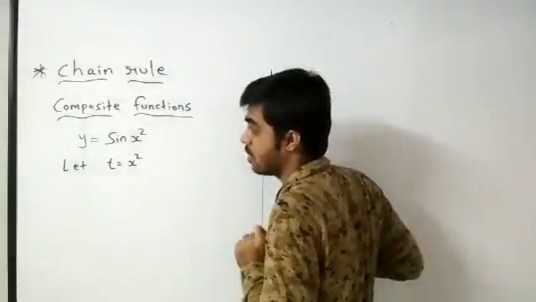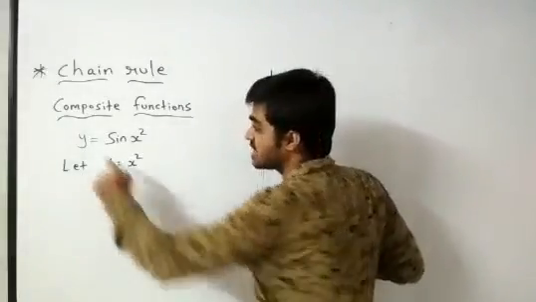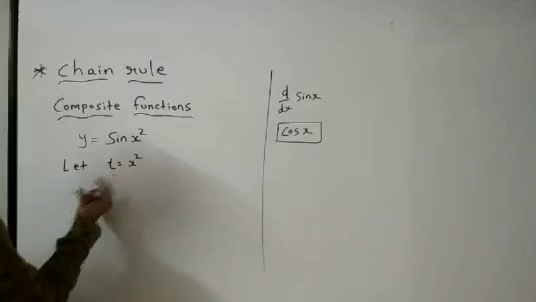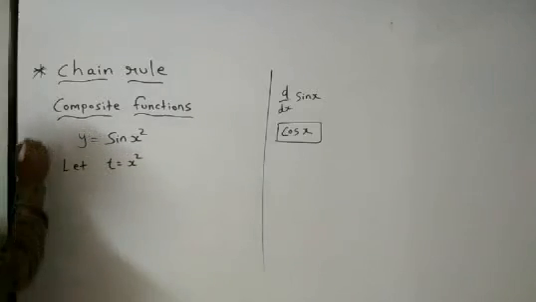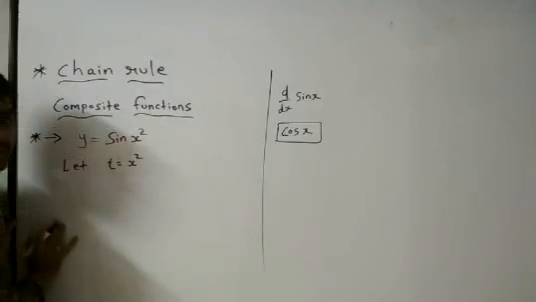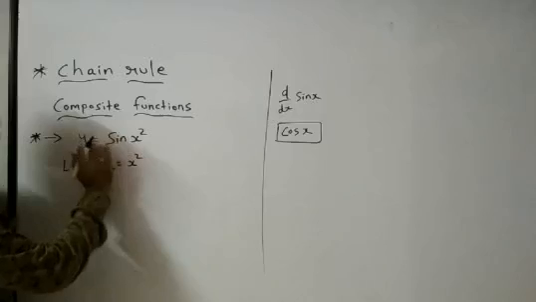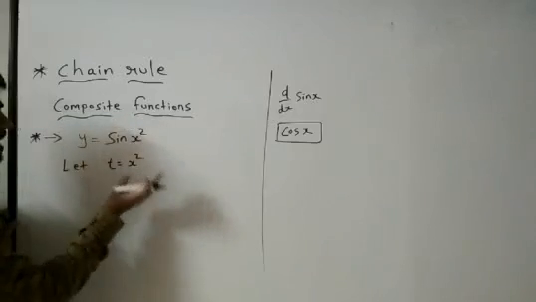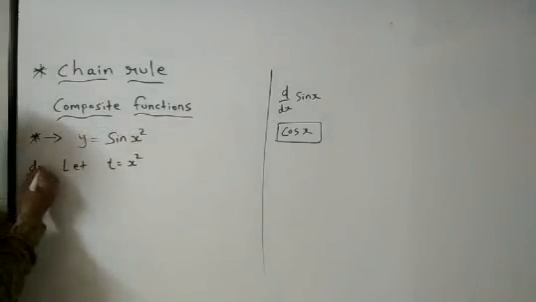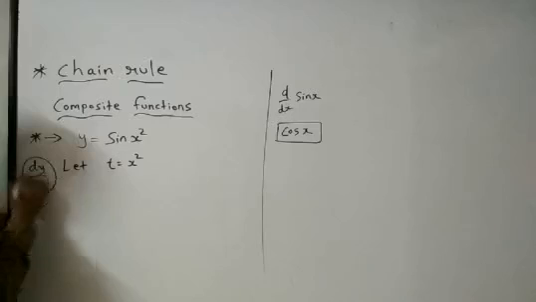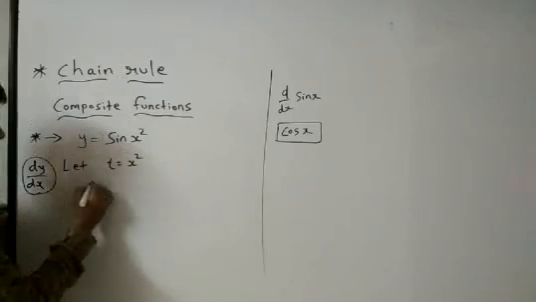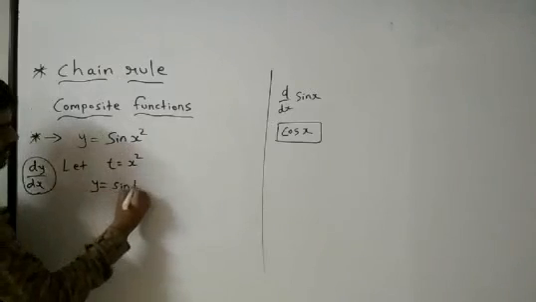So we want to find the differentiation of this. So we want to find dy by dx. Then what about this t? We want to find the differentiation of sin x square only. But we have assumed that let y is equal to sin x square. So we want to find dy by dx. This we want. But here we have assumed t. So y is equal to sin t.